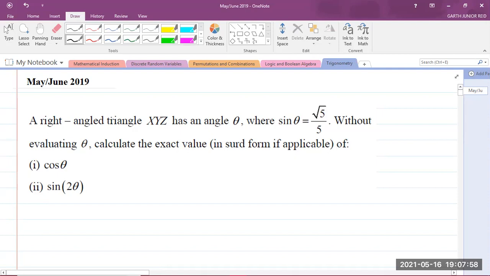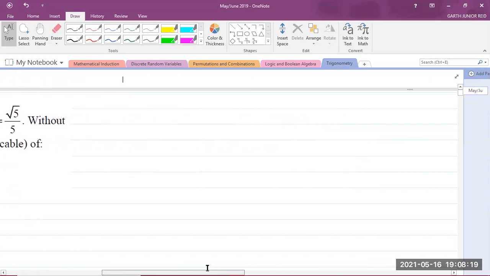We're back with our CSEC Additional Mathematics past paper question from the May/June 2019 paper. It says: a right-angled triangle XYZ has an angle theta, where sine theta is equal to the square root of 5 over 5. Without evaluating theta, calculate the exact value, in surd form if applicable, of part 1, cos theta, and part 2, sine theta. Let's just represent that right-angled triangle XYZ.